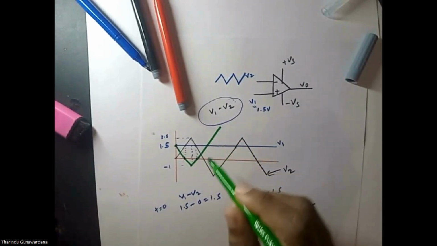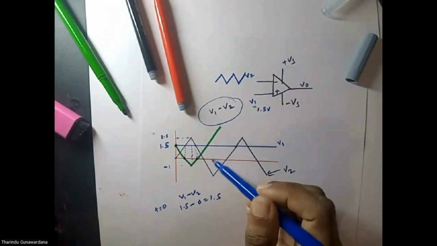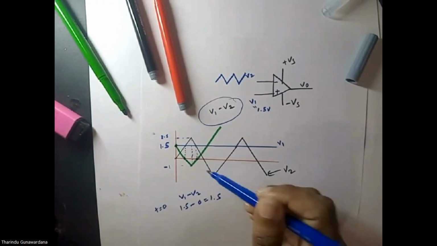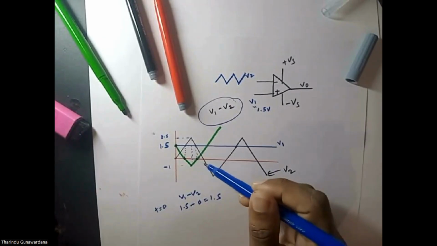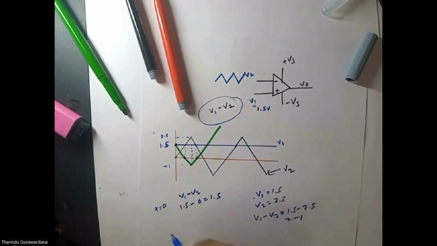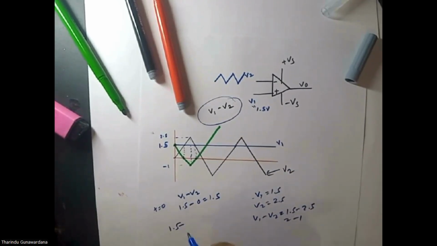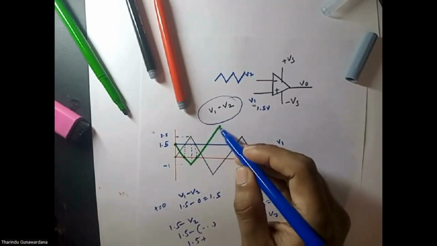You can draw it. Now, you can see on this side we are going to where V2 becomes negative. Beyond this point, V2 becomes negative. Therefore, V1 minus V2 is 1.5 minus a negative value. That means 1.5 minus some negative value. Minus into minus becomes positive. Therefore, you get 1.5 plus some number. So it increases rapidly.